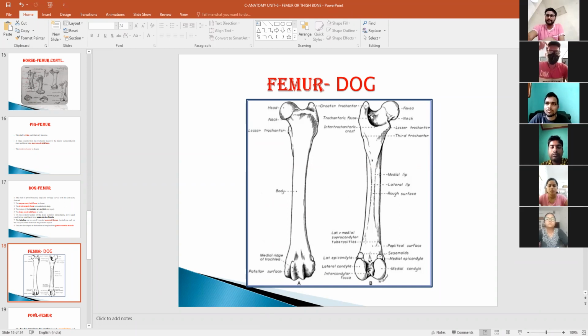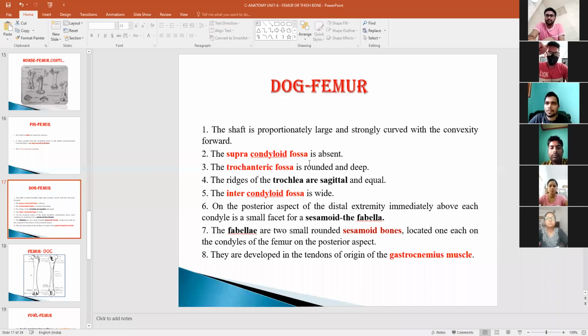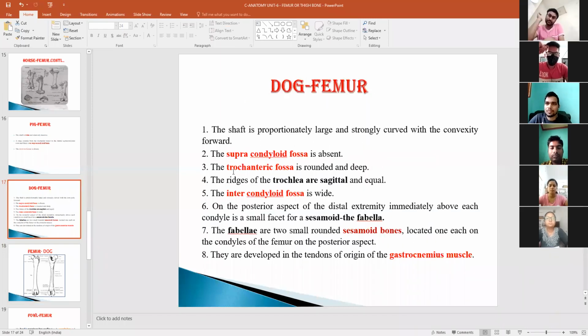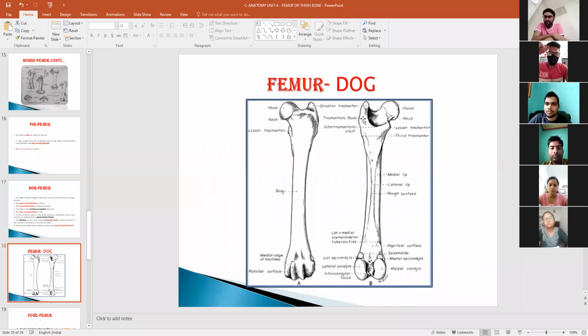You see here, this trochanteric fossa is well developed, and the head is also prominent, and at the center the fovea capitis is also developed. And this is the trochanter major, but the trochanter major in comparison to the head is not well developed, meaning it is less developed. You see here point wise. Supracondylar fossa is absent. We have already seen in this picture. Supracondylar fossa is absent. Next is that the trochanteric fossa is rounded and deep. You see this trochanteric fossa is well developed, rounded and deep.